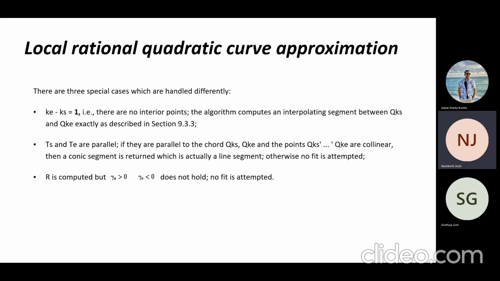There are three special cases which are handled differently. First, ke minus ks is equal to 1. There are no interior points. The algorithm computes an interpolating segment between qks and qke exactly as described in section 3.3.3. Second, ts and te are parallel. If they are parallel to the chord qks, qke and the points qks and qke are collinear, then a conic segment is returned which is actually a line segment. Otherwise, no fit is attempted. Third, R is computed, but gamma of s greater than 0 and gamma of e less than 0 does not hold. No fit is attempted.